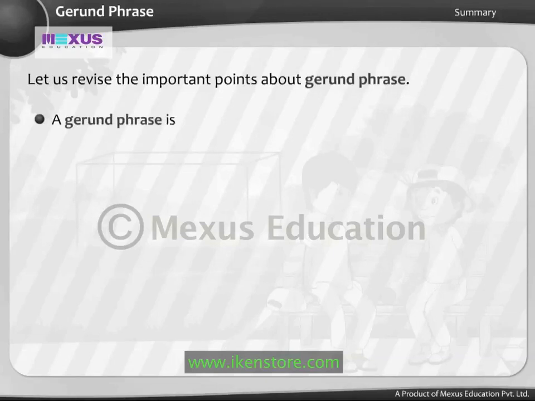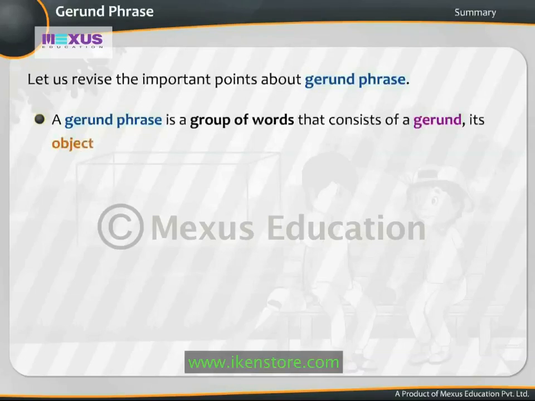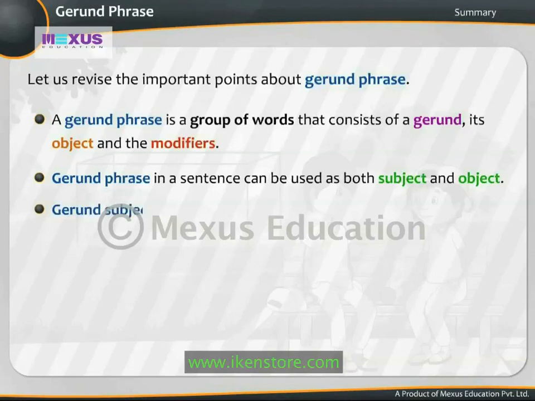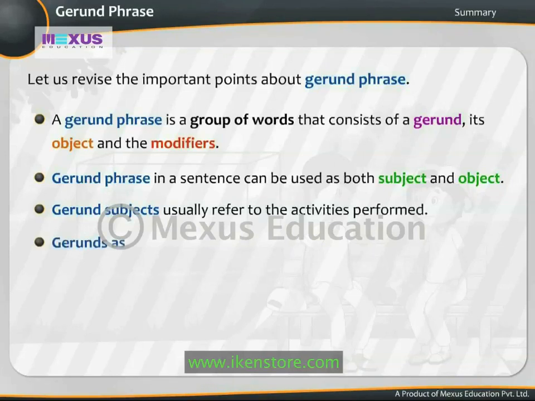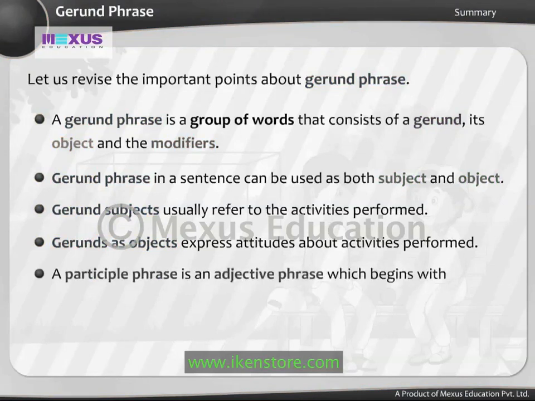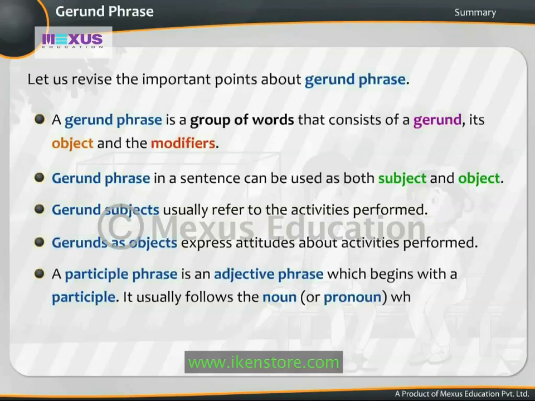A gerund phrase is a group of words that consists of a gerund, its object, and the modifiers. Gerund phrase in a sentence can be used as both subject and object. Gerund subjects usually refer to the activities performed. Gerunds as objects express attitudes about activities performed. A participle phrase is an adjective phrase which begins with a participle. It usually follows the noun or pronoun which it modifies.